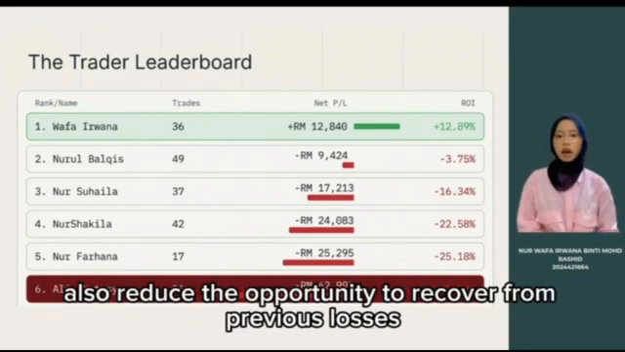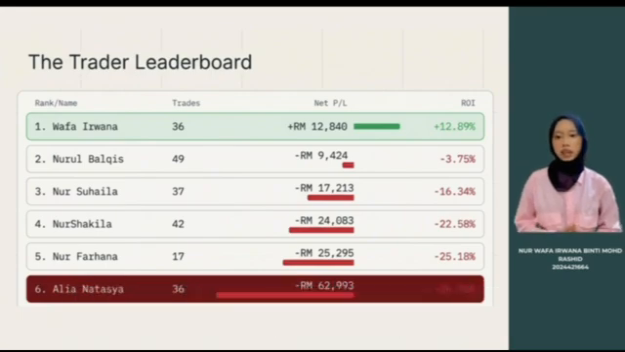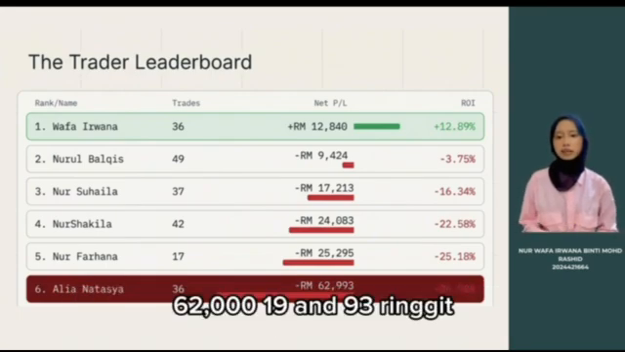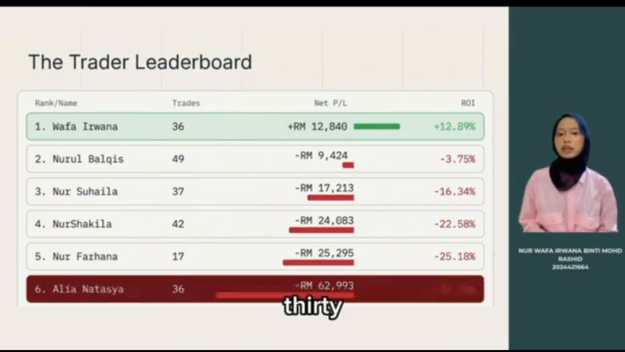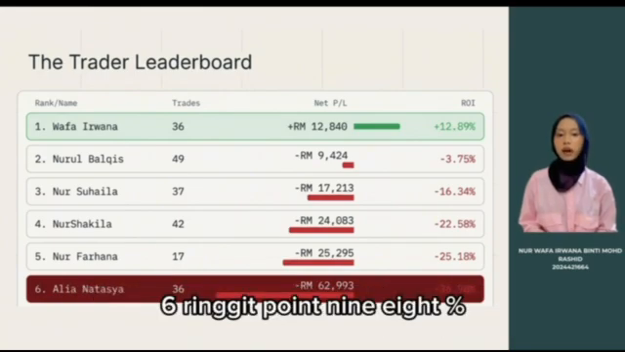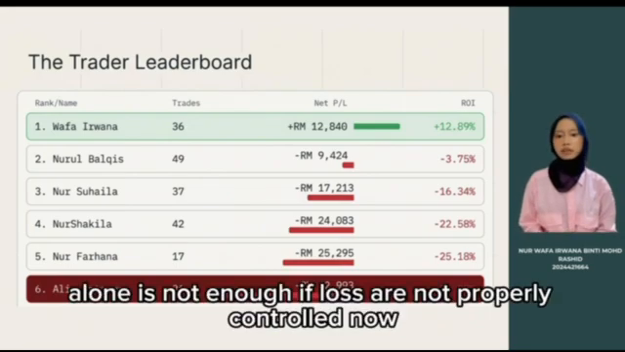Having fewer trades also reduced the opportunity to recover from previous losses. Lastly, Alia completed 36 trades but recorded the largest loss of 62,993 ringgit. Her return maximization was negative 22.99% and ROI was negative 0.98%. This shows that active trading alone is not enough if losses are not properly controlled.